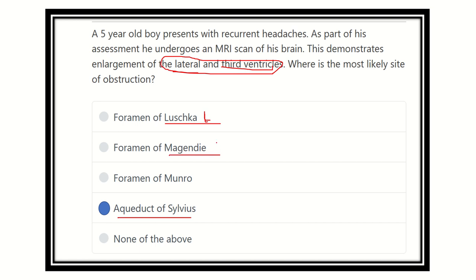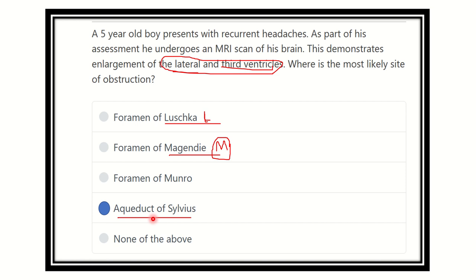Then the foramen of Magendie: M for medial. The foramen of Magendie lies medially in the fourth ventricle. So it is easy to remember that the foramen of Lusca, L, is laterally located, and the foramen of Magendie, M, is medially located. Then the foramen of Monro connects the lateral ventricle to the third ventricle. And none of the above is not the answer, because between the third ventricle and fourth ventricle there is a foramen, which is the aqueduct of Sylvius.